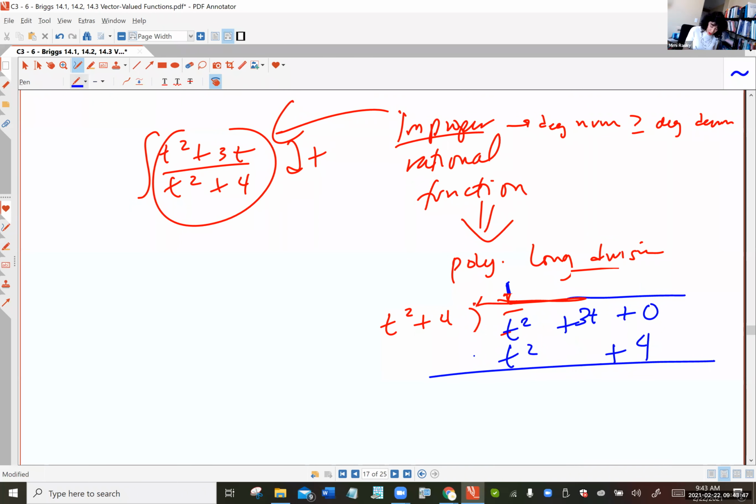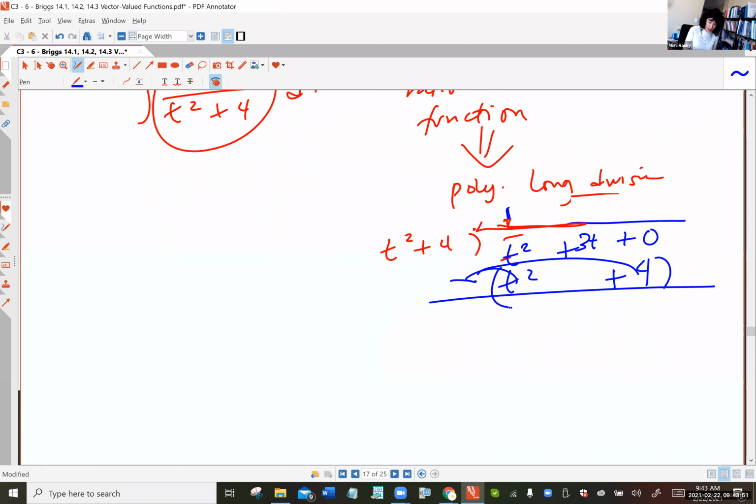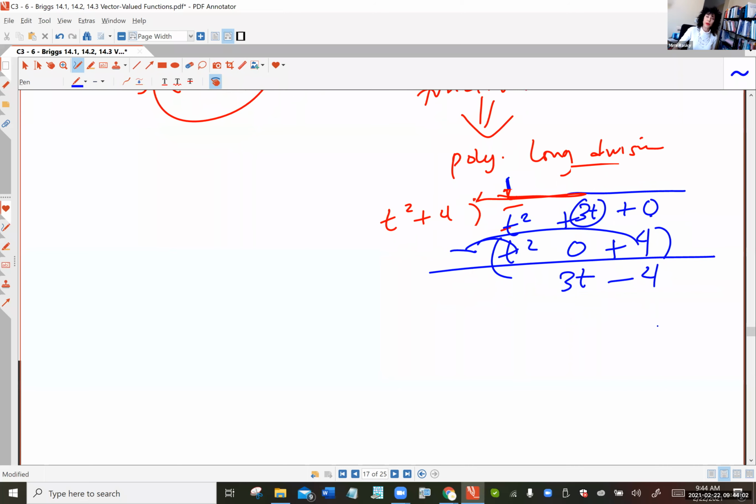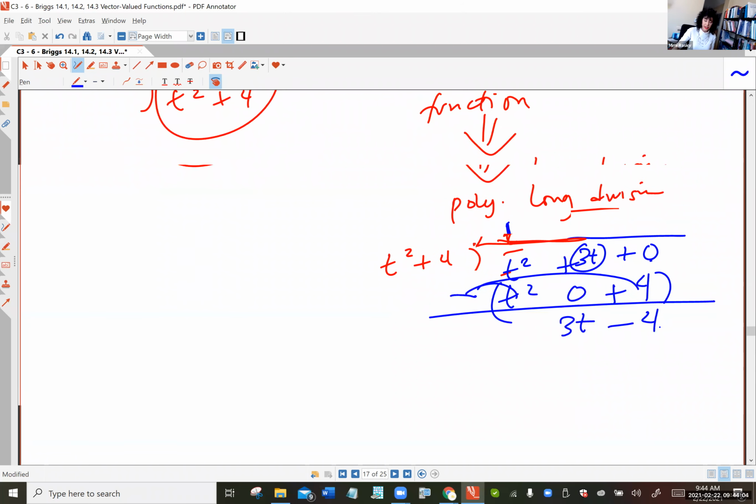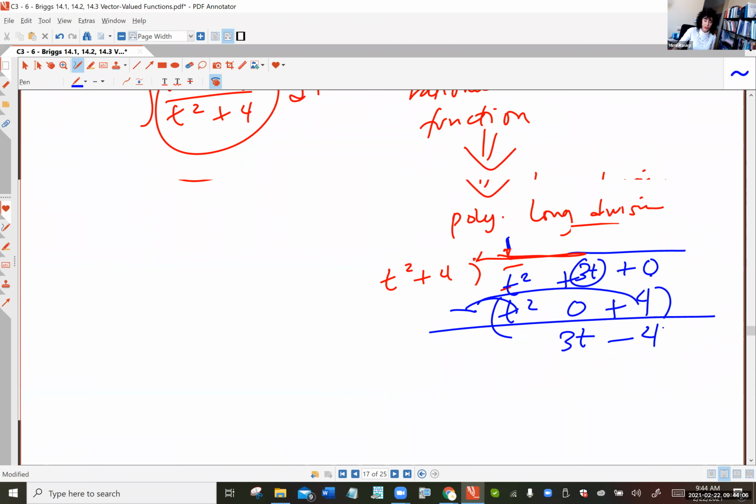So you're going to subtract. So be careful, because you want to distribute that negative. So t squared minus t squared is 0. 3t minus nothing is still 3t. And then 0 take away 4 is negative 4. Am I done, or should I keep going with this polynomial long division? And how do you know when you're done with polynomial long division?